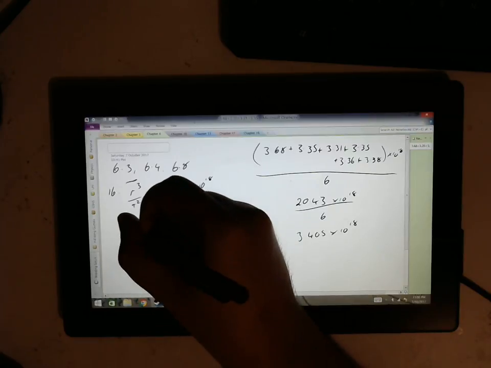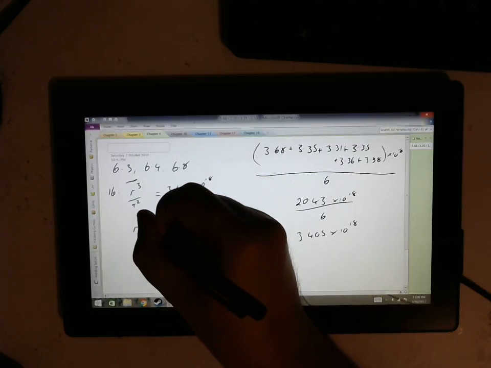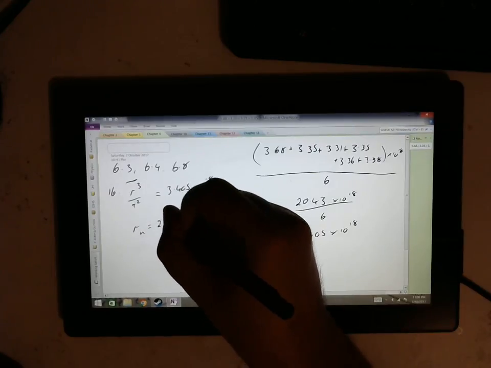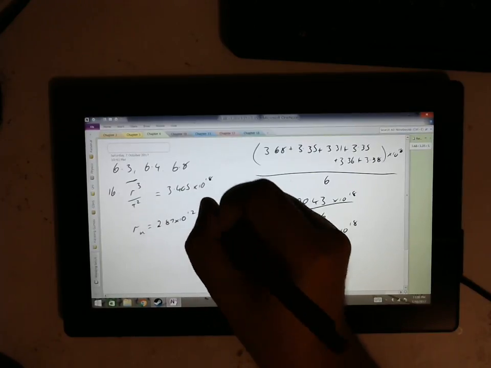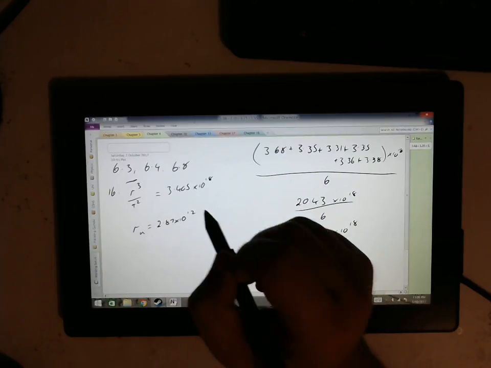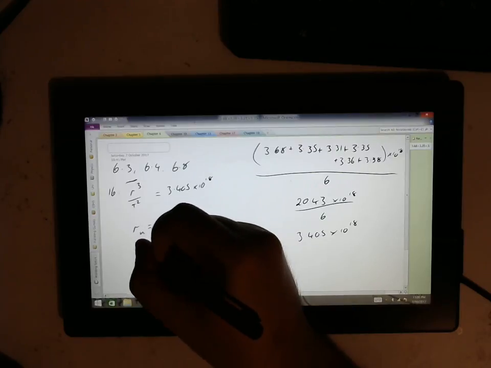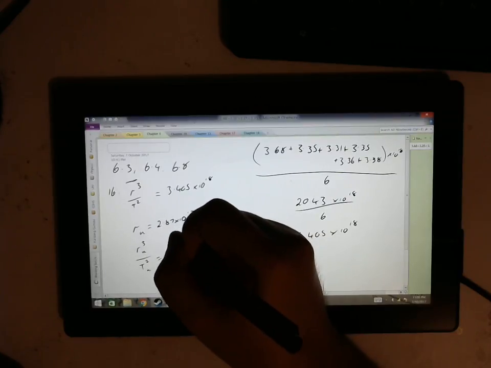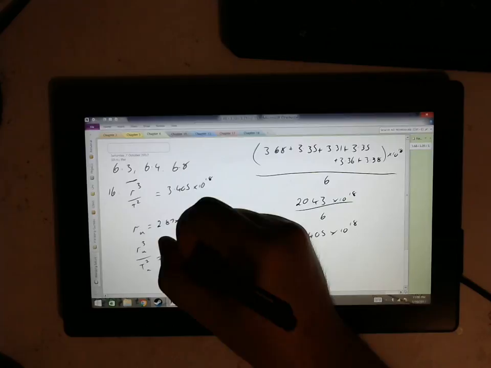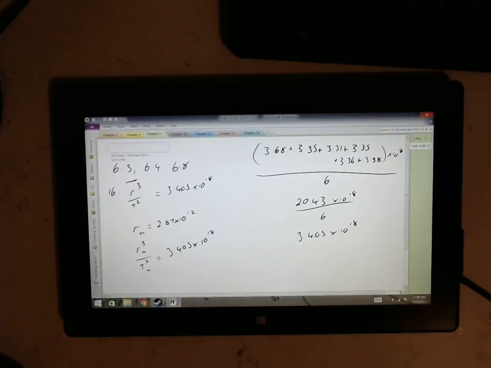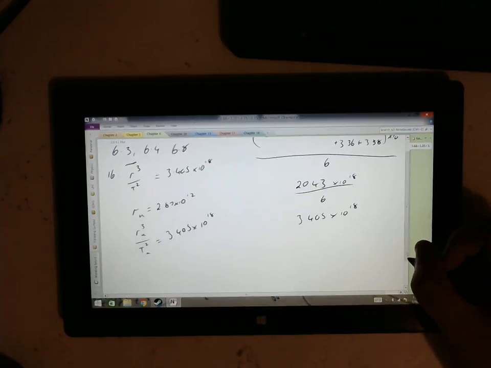We know that the radius of Uranus is about equal to 2.87 times 10 to the 12. We know that the r cubed over t squared ratio should equal our average, so let's set that up. R cubed of Uranus over t squared of Uranus equals 3.405 times 10 to the 18.